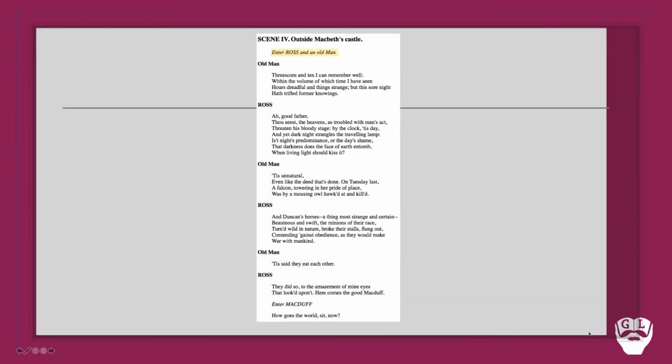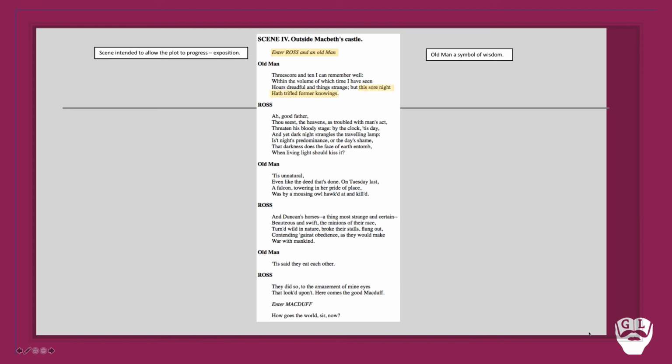We see Ross enter, a minor character with an even more minor character in the old man. This scene is intended to allow the plot to progress. There's a sense of exposition here, that we are being told about the coronation of Macbeth, which is the main thing that occurs. This old man is seen as a symbol of wisdom, the idea of history and the human history of Scotland. And the old man begins by saying 70, so 70 years I can remember well.